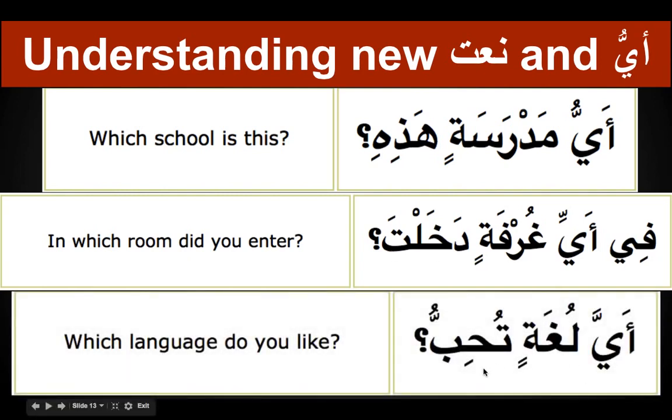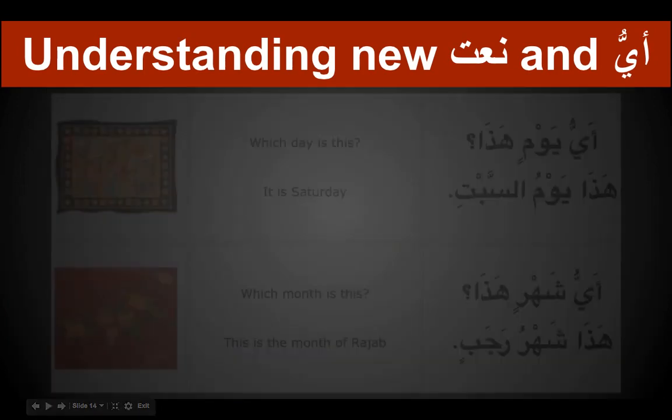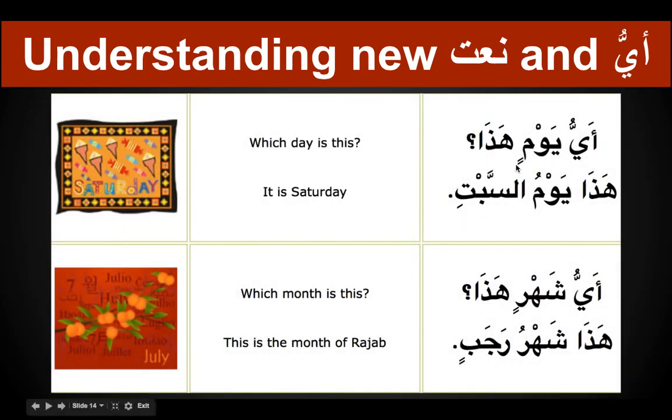Ayya lughatin tuhibbu. So which language do you love? Tuhibbu ayya. You love which language? Ayyu yawmin hada, which day. So ayyu always translates together, which day. We don't say which is day. Which day is this? Hada yawmus sabt. This is a day, a sixth day actually, but it is Saturday. We say yawmus sabt. Ayyu shahrin hada, which month is this?